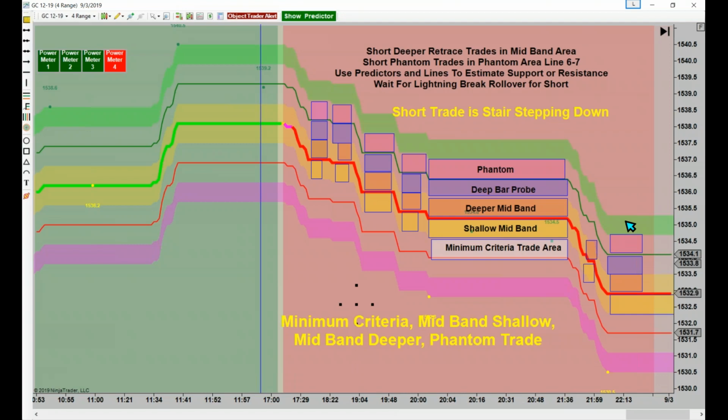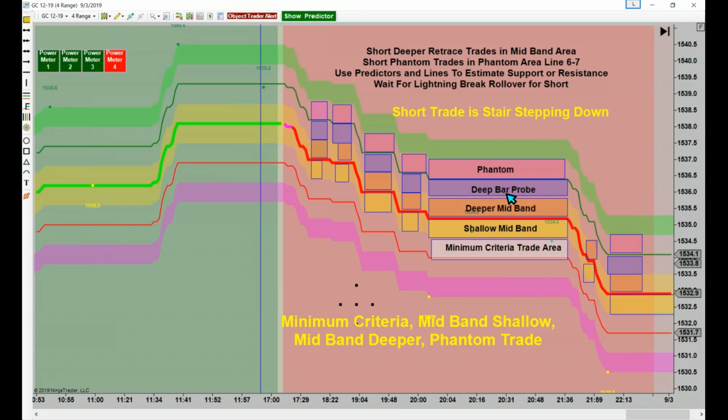But you're going to notice that deeper retrace trades happen more when they flatline. It's going to be more when they flatline, and you'll find that more and more. As a rule, it's going to be in this little area right here. If you get a trend change, a thrust down, any kind of retrace, you're going to be in this little area right here for a trade. So tonight we're going to talk about mid-band trades, and we're going to talk about phantoms and deep probes.